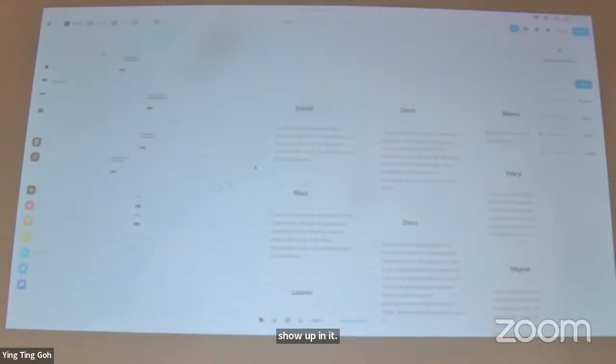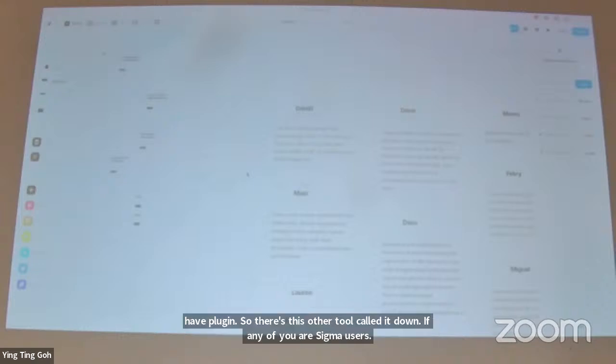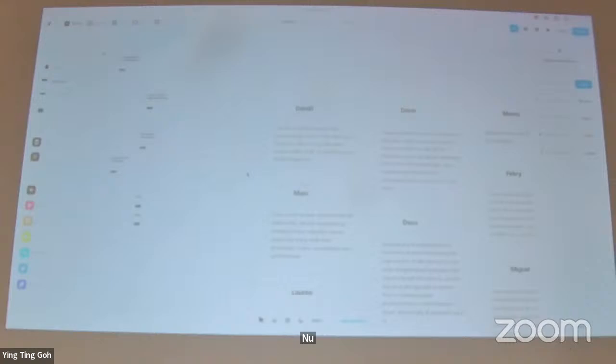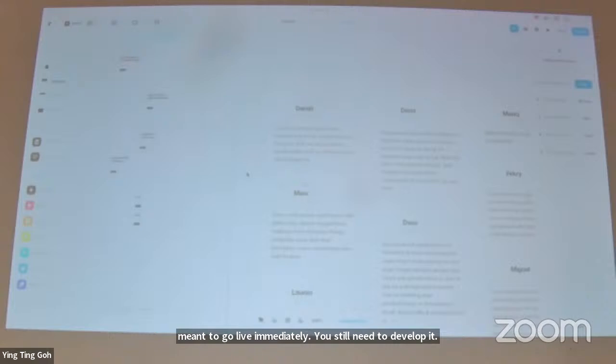There are tools like Figma out there where you can have plugins. So there's this other tool called Musho. Write it down if any of you are Figma users. MUSHO, where you can do copywriting and design in the same thing. But I'm not recommending that because Figma is a very design-heavy environment and it's not meant to go live immediately. You still need to develop it. So I'm not recommending that if we are beginners.